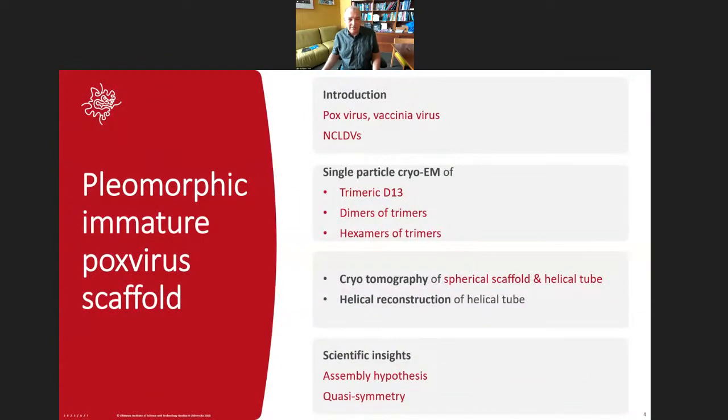I'm going to talk about immature pox virus. It has a so-called pleomorphic or irregular non-icosahedral capsid. And I will just briefly introduce this genus of viruses and then show you three structures. And then there's also a tomogram and give you some of our scientific insights.